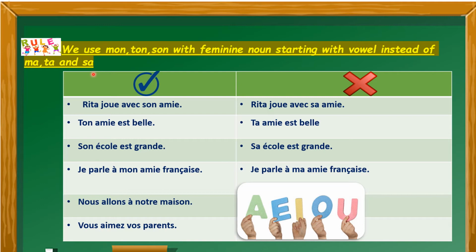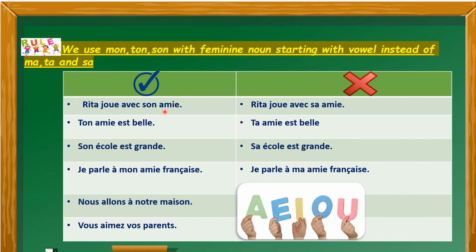We have to look if the noun is singular and it's starting with a vowel. We have to put mon, ton, son. Notre, votre and leur spellings are the same, that's why I haven't mentioned them here. Let's begin. Rita joue avec son ami.